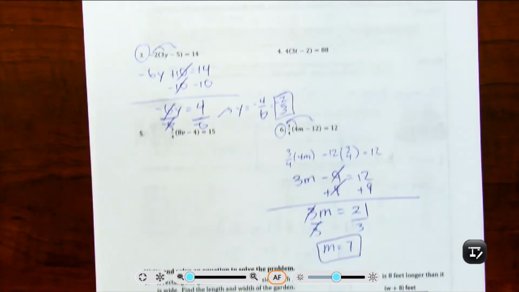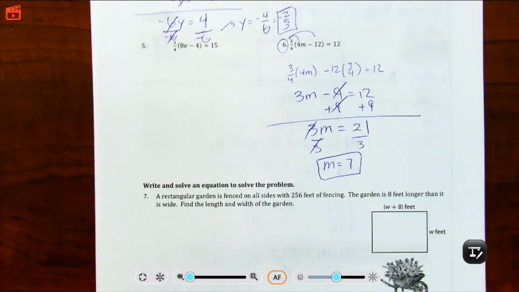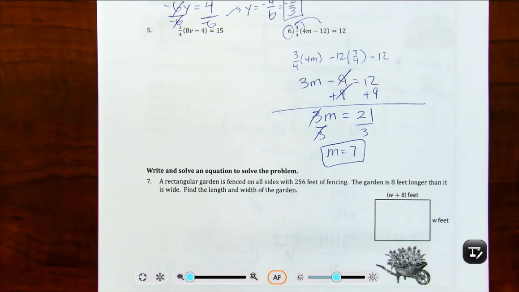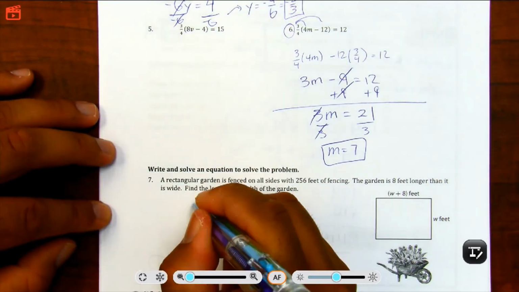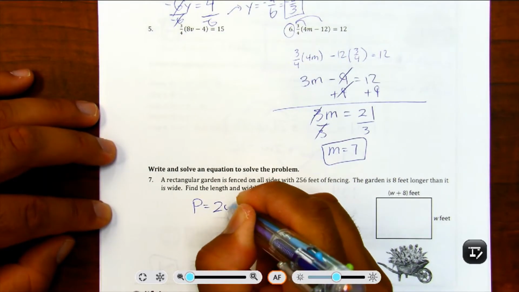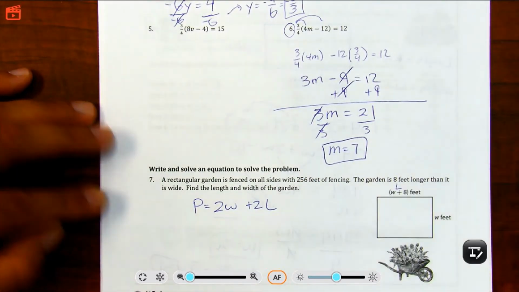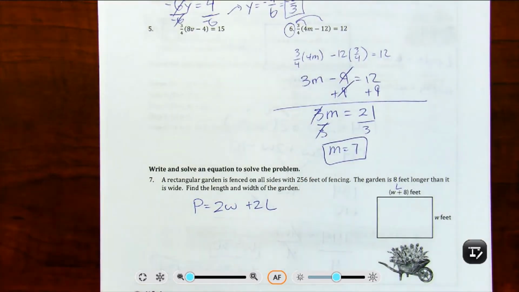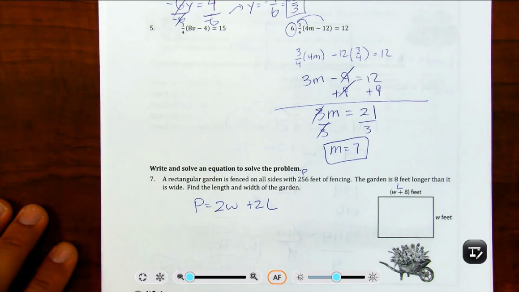Okay, next we have the perimeter problem. So let me start with the formula as P is equal to 2W plus 2L. Now, L is W plus 8. And P is 256. So the rectangular garden is fenced on all sides with 256 feet of fencing. The garden is 8 feet longer than it is wide. Find the length and width of the garden.